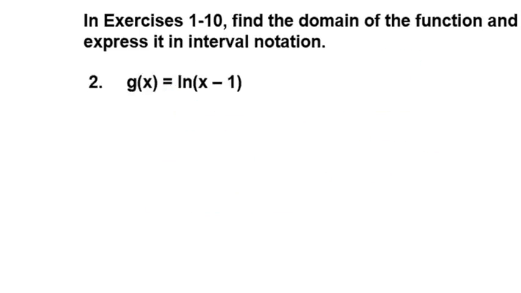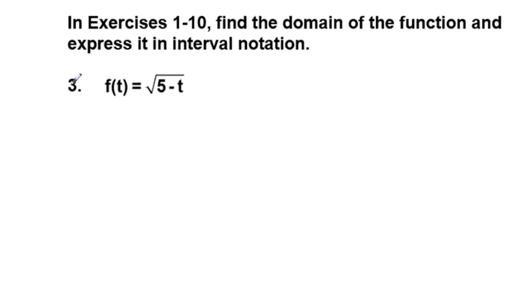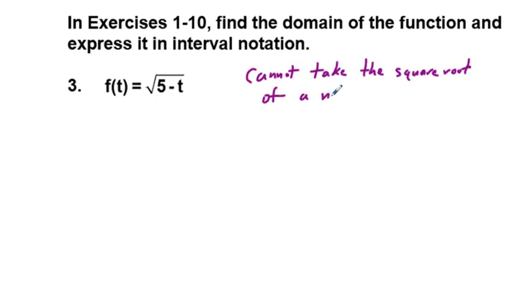We'll go on to our next odd number problem, which is 3. F of t equals the square root of quantity 5 minus t. And what do we know? Well, we know that we cannot take the square root of what? Of a negative number.